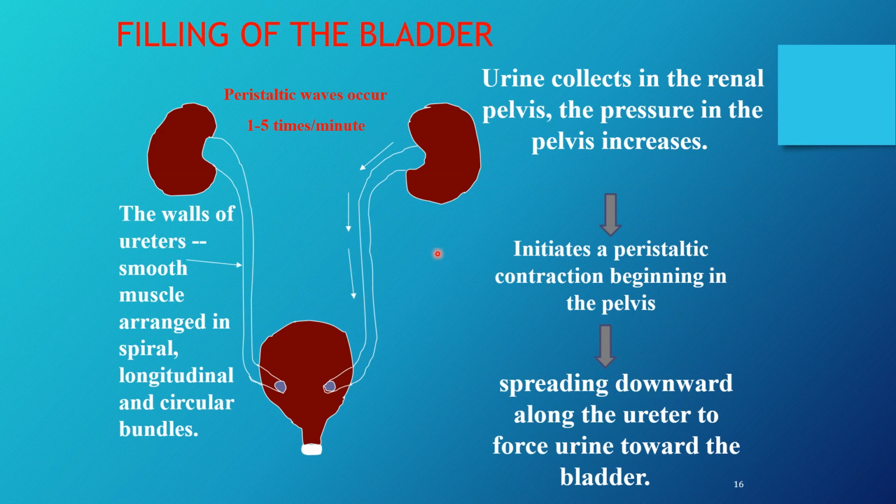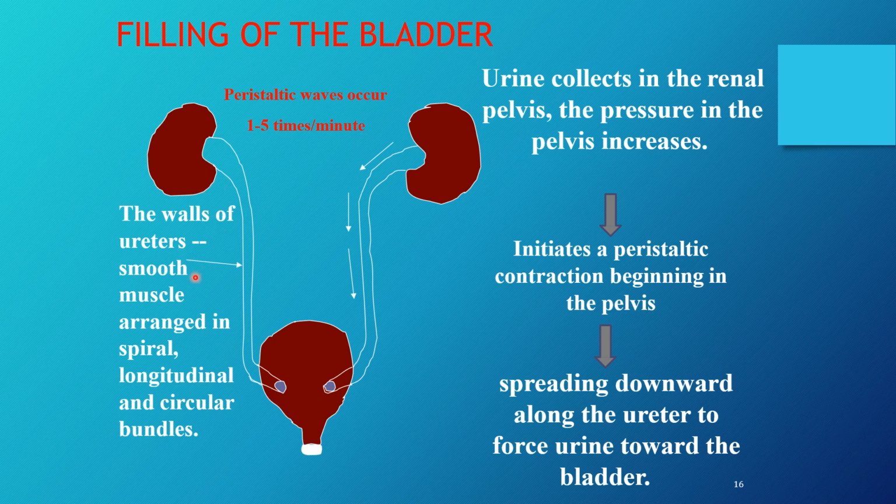And first we will see the filling of the bladder. So, during filling of the bladder, urine collects in the renal pelvis. The pressure in the pelvis increases, which initiates a peristaltic contraction beginning in the pelvis. It spreads downward along the ureter to force the urine toward the bladder. You can see the peristaltic waves occur 1 to 5 times per minute.